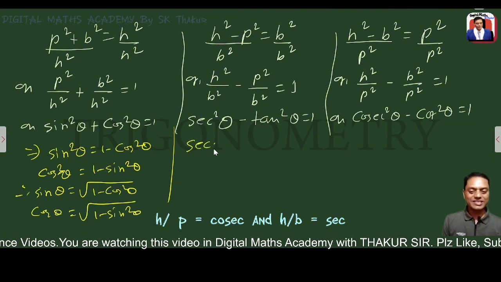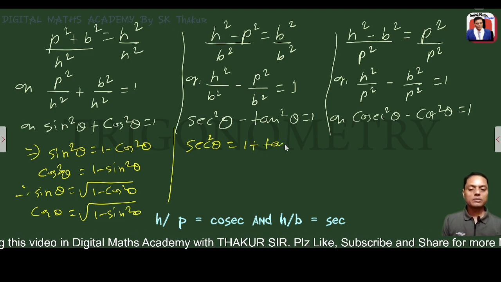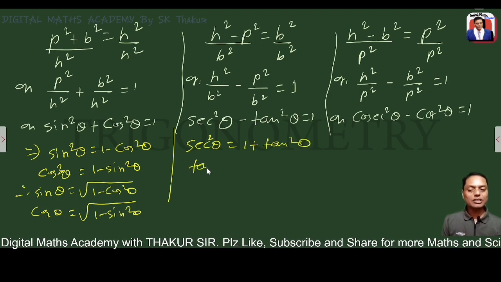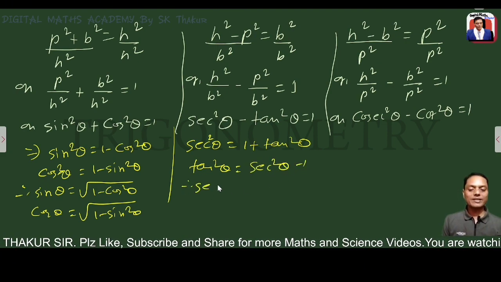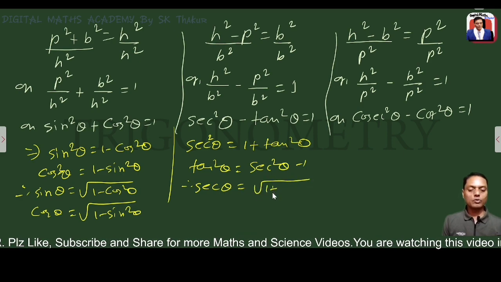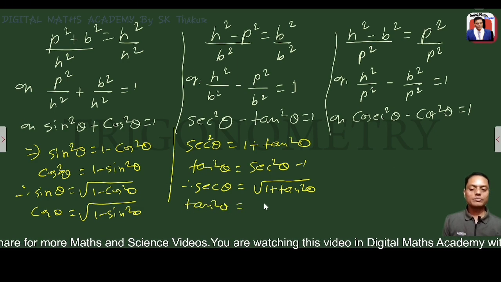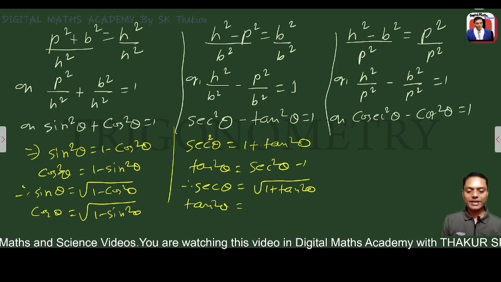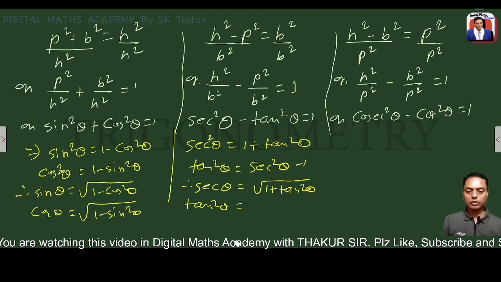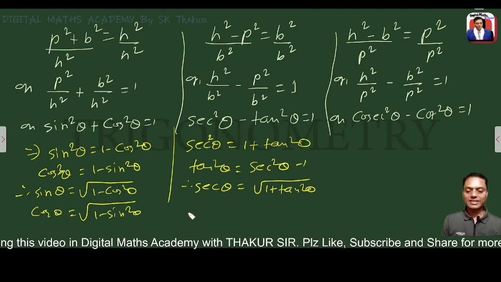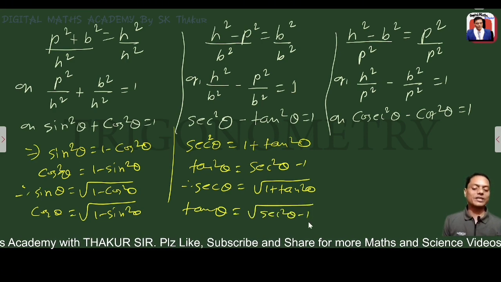Likewise, here we can write sec square theta equals 1 plus tan square theta, and tan square theta equals sec square theta minus 1. So when you remove the square, sec theta equals under root 1 plus tan square theta, and tan theta equals under root sec square theta minus 1.